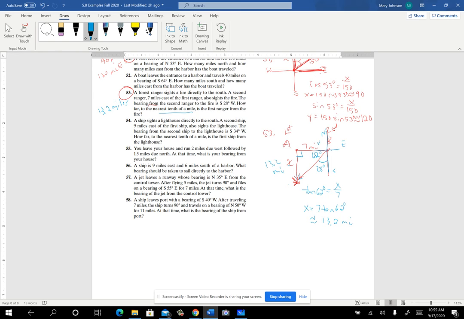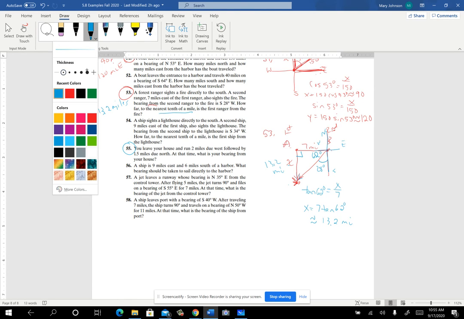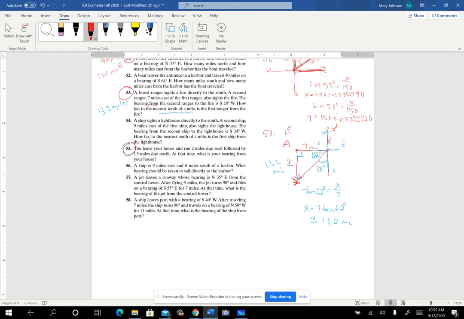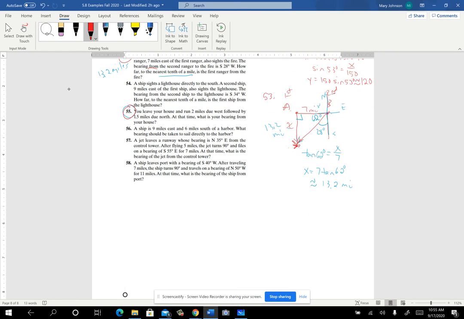All right, let's try 55. Let's look at 55 together. Okay, so with 55, you leave your house. So let's say that's our house. And you run 2 miles due west. Let me move it over a little bit since I have to go west. Let me put it over here a little further. Okay, so I'm leaving my house. This is my house right here. I'm going to run 2 miles due west.